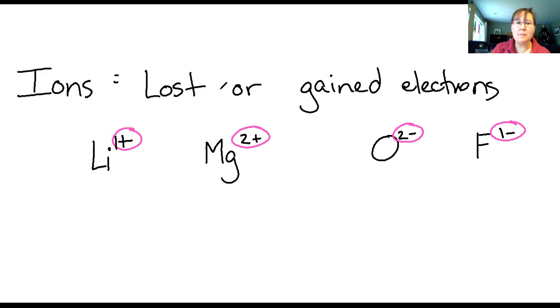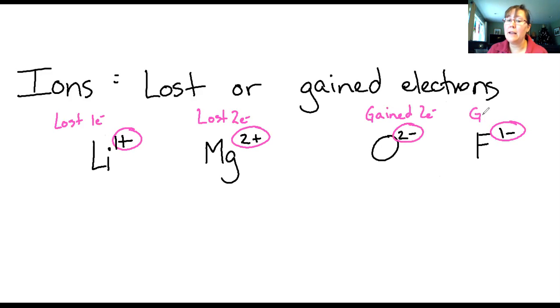And what this means is that here we have lost 1 electron. The magnesium has lost 2 electrons. This oxygen has gained 2 electrons. And this fluorine has gained 1 electron. And that's what that means. So that means that the number of electrons is going to be different now than the number of protons.